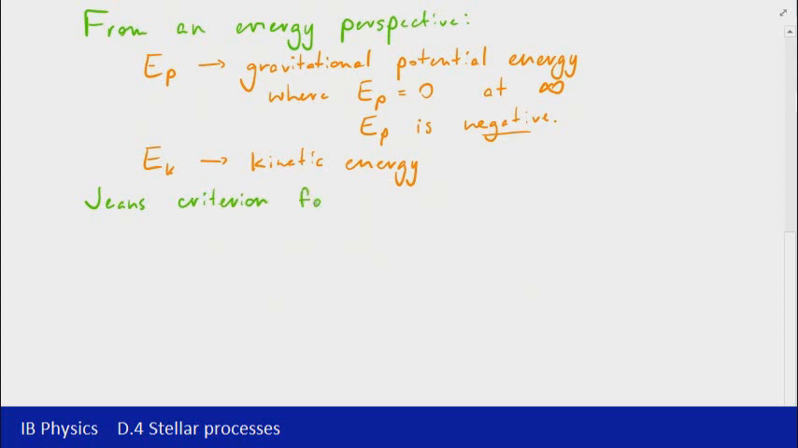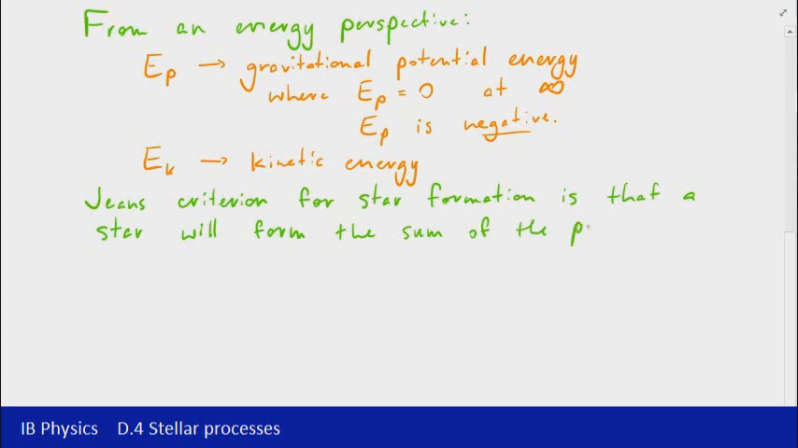So Jeans' criterion for star formation basically relates to how much of each of those two forms of energy are present in the gas cloud. There are two ways that we can consider this. The first way is that a star will form when the sum of the potential, so gravitational potential, and kinetic energies of all of the gas particles is less than 0. So we're not just talking about one or two, we're talking about all gas particles.